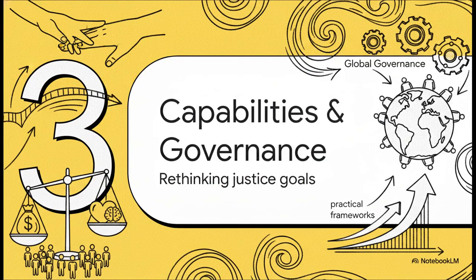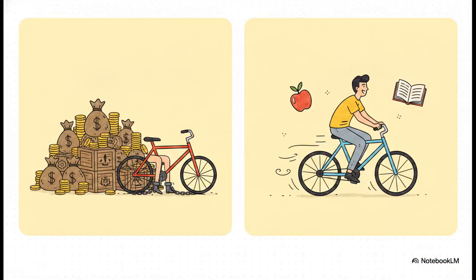All right, part 3, capabilities and global governance. Let's shift gears from measuring justice with money to measuring it by actual human experience. Unlike Rawls and Pogge, who focus heavily on redistributing money, Amartya Sen and Martha Nussbaum completely reframe the goal using what's called the capabilities model. They argue that justice isn't really about resources at all. It's about real freedoms.